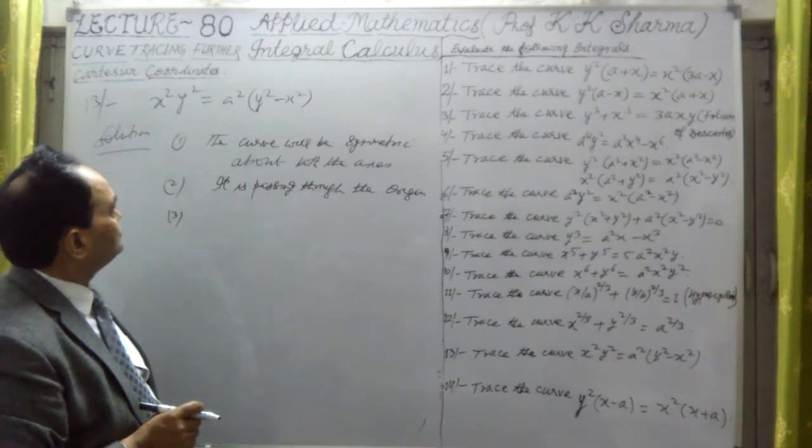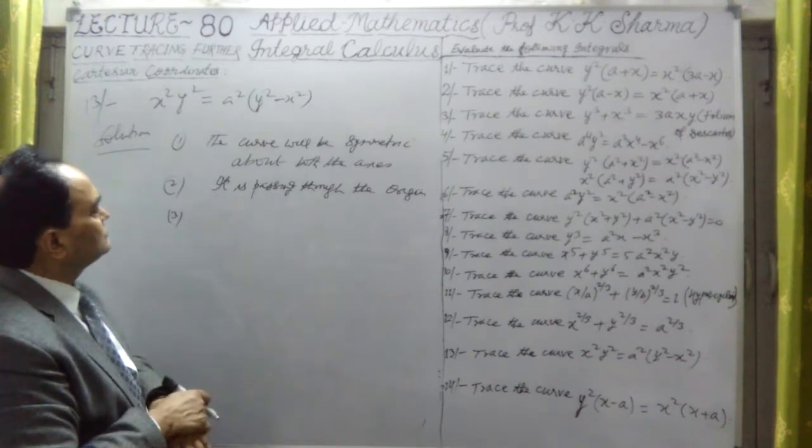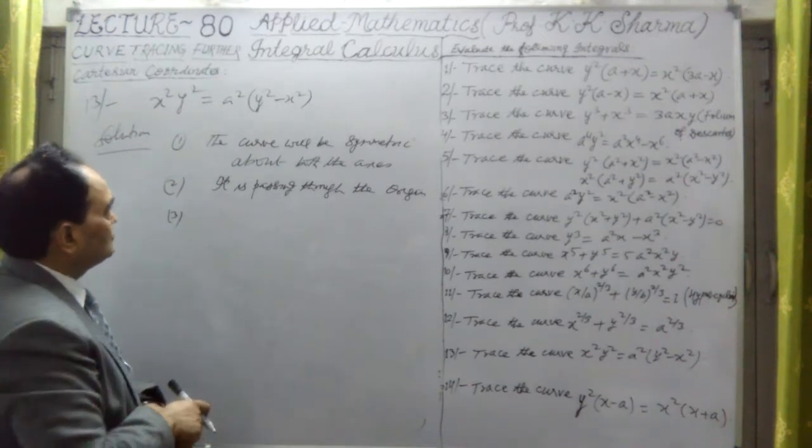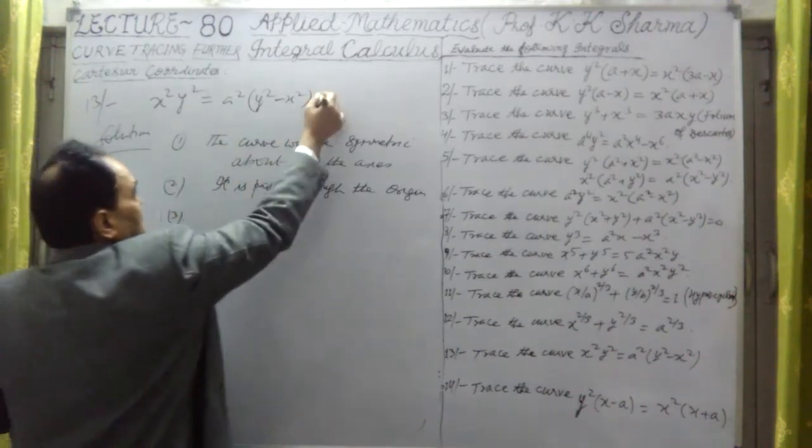If I put y equal to 0, then s will also be 0. It means the origin is there. Now, equating the smallest degree term of this equation, this first equation, with 0.